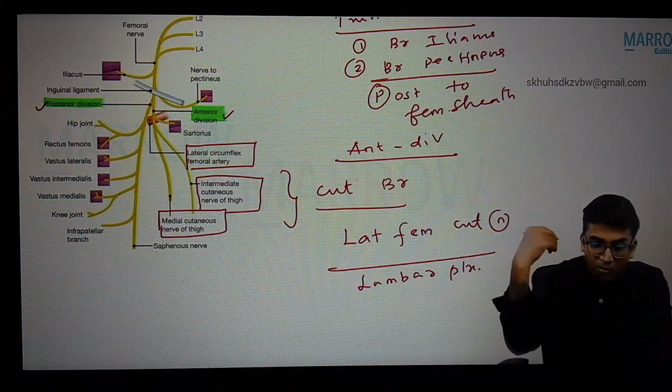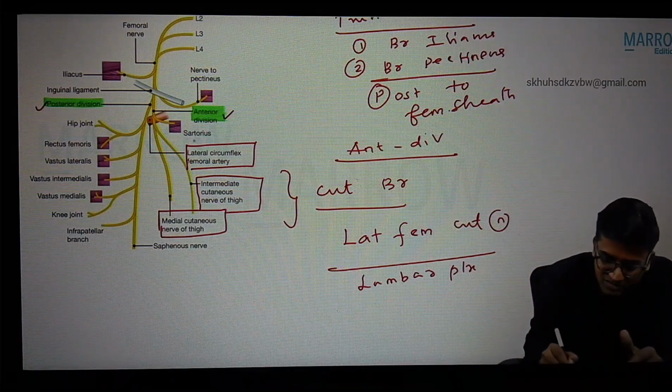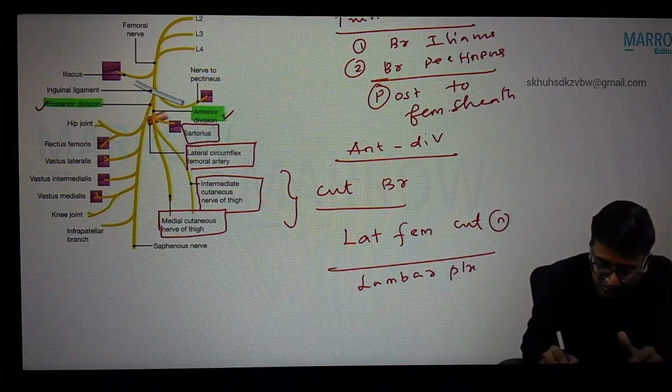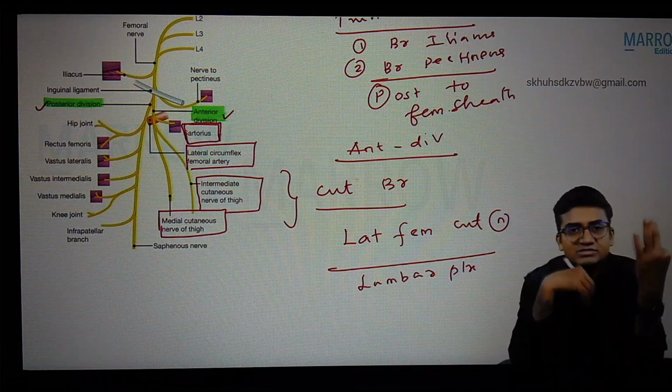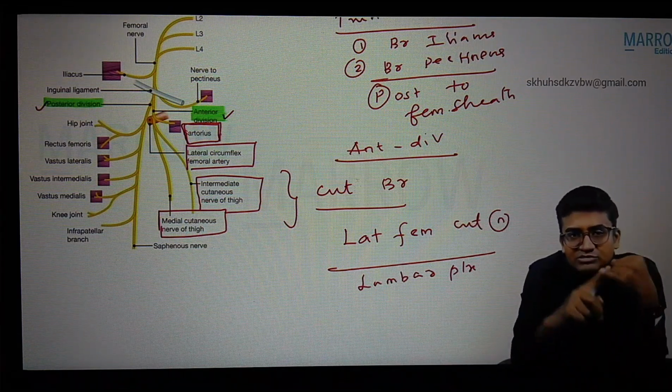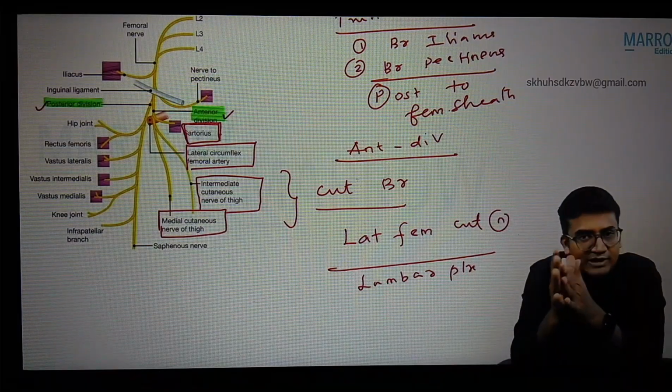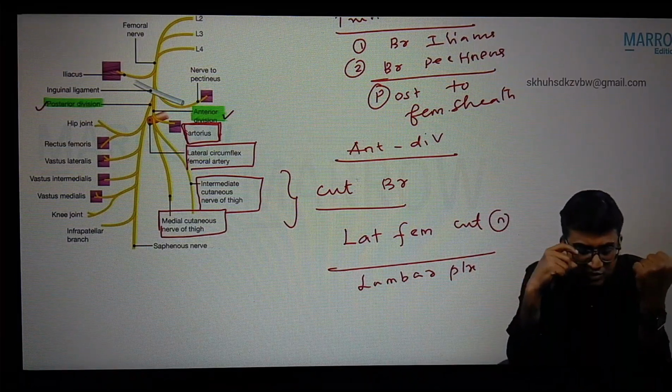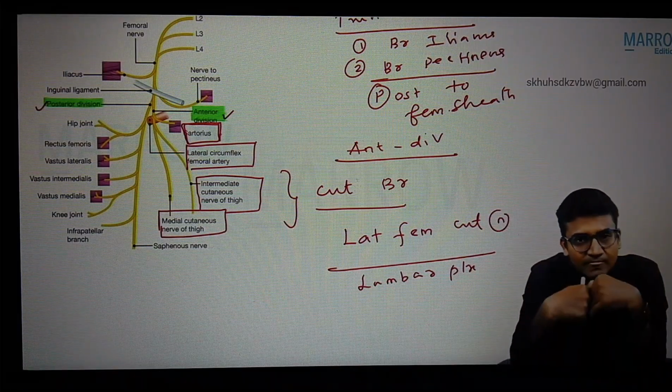And what's the motor branch? Motor branch to one muscle. What muscle? Sartorius muscle. So anterior division gives 3 branches, 2 cutaneous branches and 1 motor branch, the motor branch to sartorius muscle. Okay, right. Next, what are the branches from the posterior division?